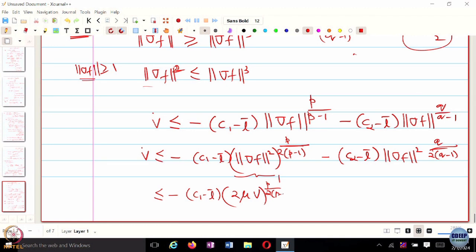And this P over 2P minus 1 minus C2 minus L bar 2 mu V, this is Q over 2Q minus 1, right? So now you have it in the form where you can just simply use the Polyakov's condition for fixed time stability, and you can show that X would converge to X star in a fixed time. Okay, is this clear?